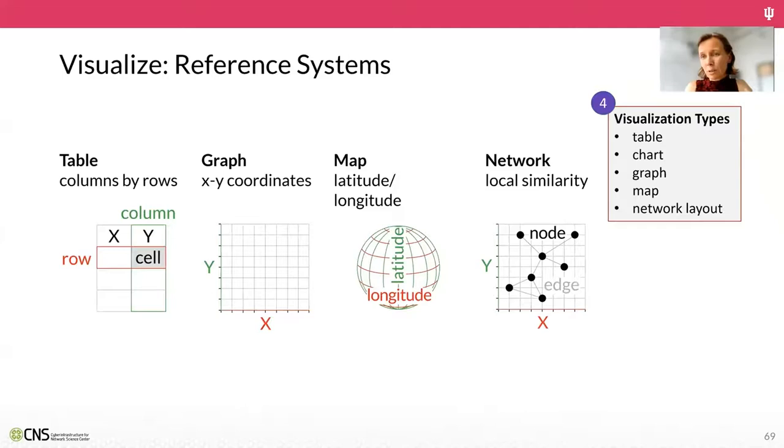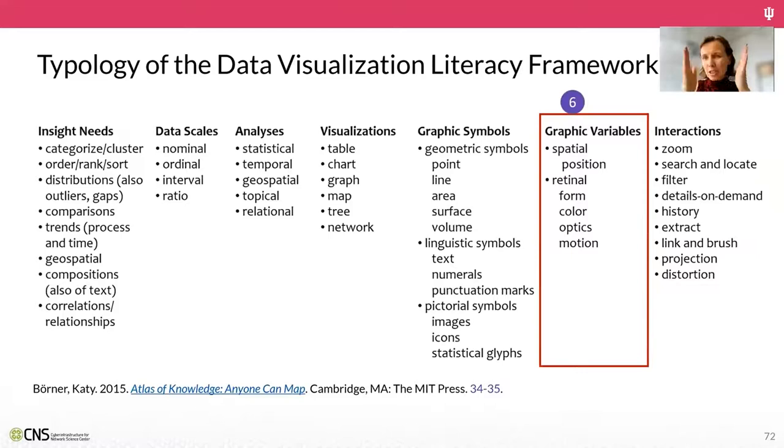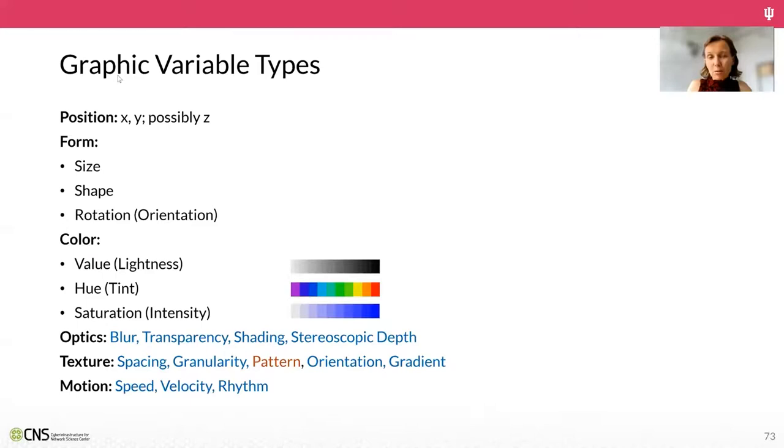So as soon as you have that reference system, you can then overlay other data. And that's also shown here. So here again, in the lower part is the reference system, and then there are different data overlays. First the graphic symbols, and then the graphic variables. And so let's go look at them in more detail. You can actually take those two, the graphic symbols and variables, and try to understand what they are. First of all, so here graphic variable types, you have position, you have form, you have color, optics, texture, and motion. And many of them are supported by today's data visualization tools, but not all of them.